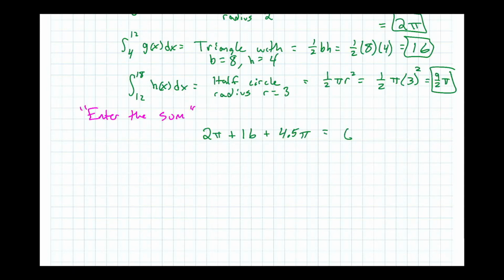So what do we have? We have 6.5 pi plus 16. I'm going to type that in and see if it likes it or if it has a problem with my decimal. Where is the pi symbol? There it is. Right. Awesome.